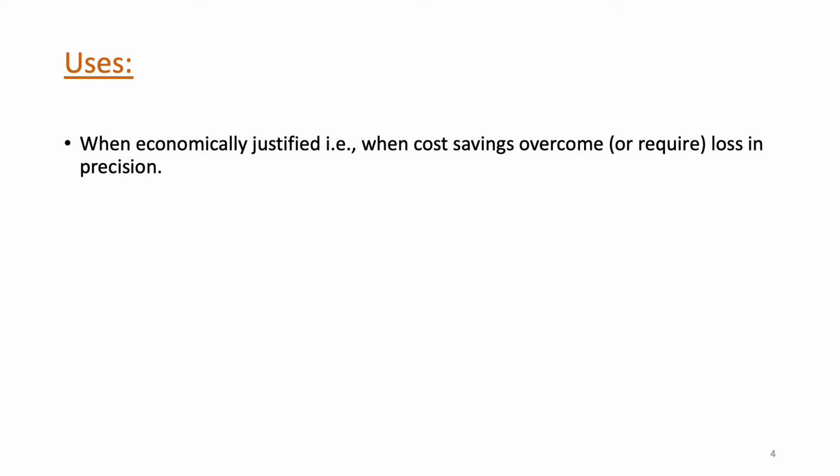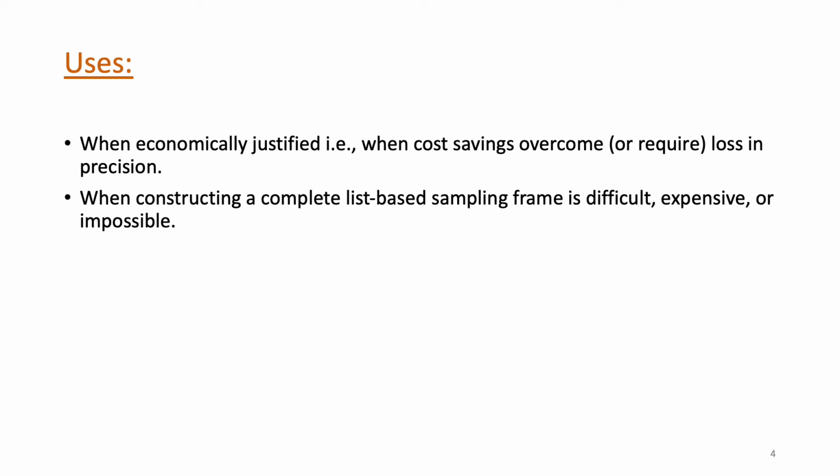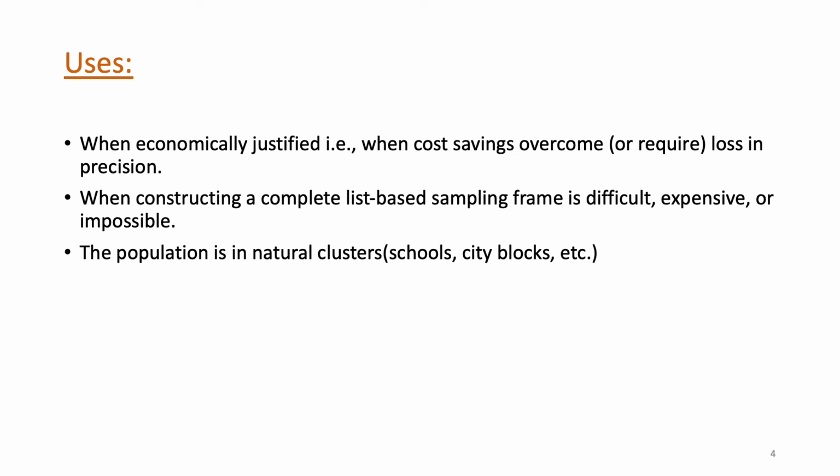So when do we use cluster sampling? We use it when it is economically justified, that is, when cost saving overcomes loss in precision, or when constructing a complete list-based sampling frame is difficult, expensive, or impossible. Also, we use it when the population is in natural clusters, like schools, city blocks, households, etc.